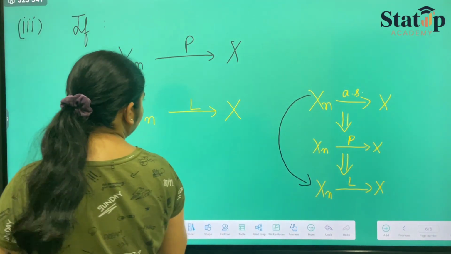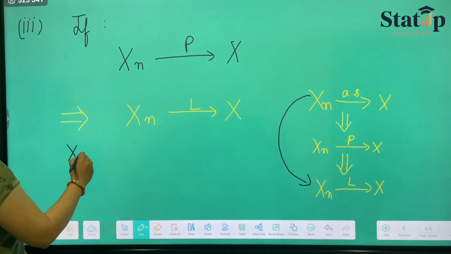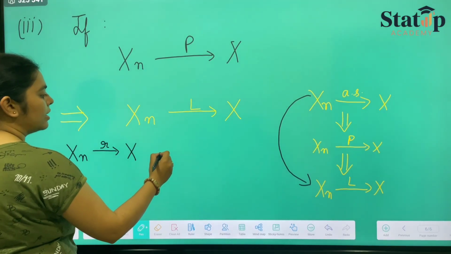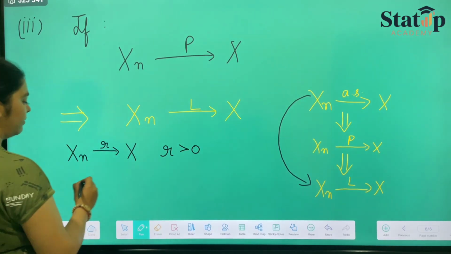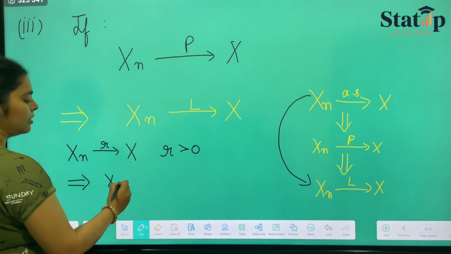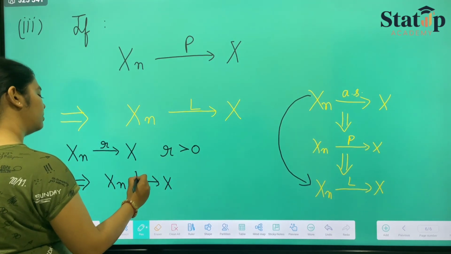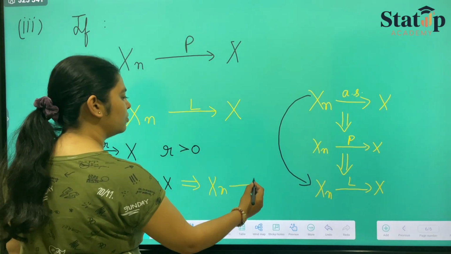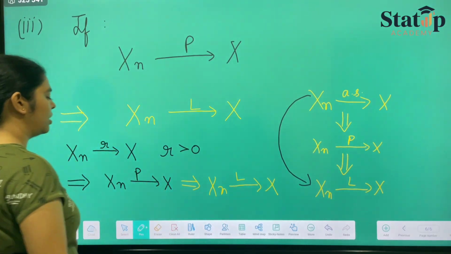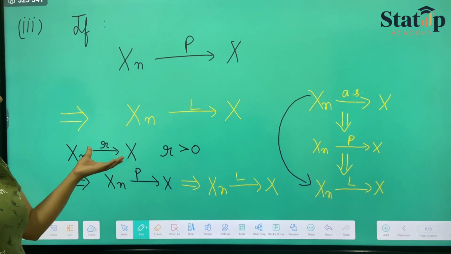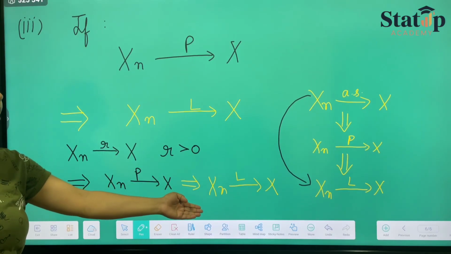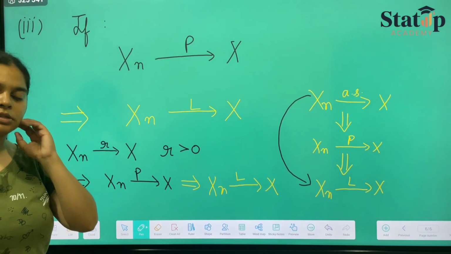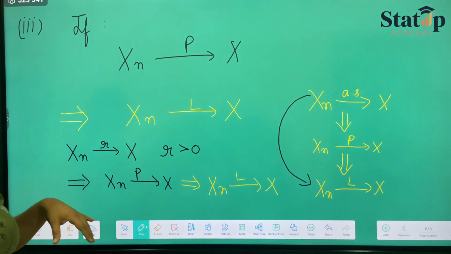And in the previous lecture we did this, that if Xn converges in rth mean to X, and if r is greater than 0, then from this we can say that Xn converges to X in probability, and from this we can say that Xn converges to X in law. So indirectly, if Xn converges in rth mean to X when r is greater than 0, then Xn in law also converges to X. So these are the relationships among all the modes of convergence that we have seen.